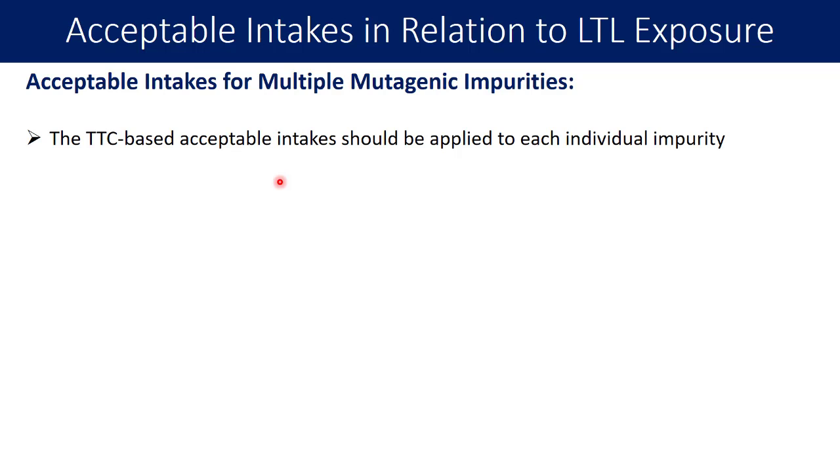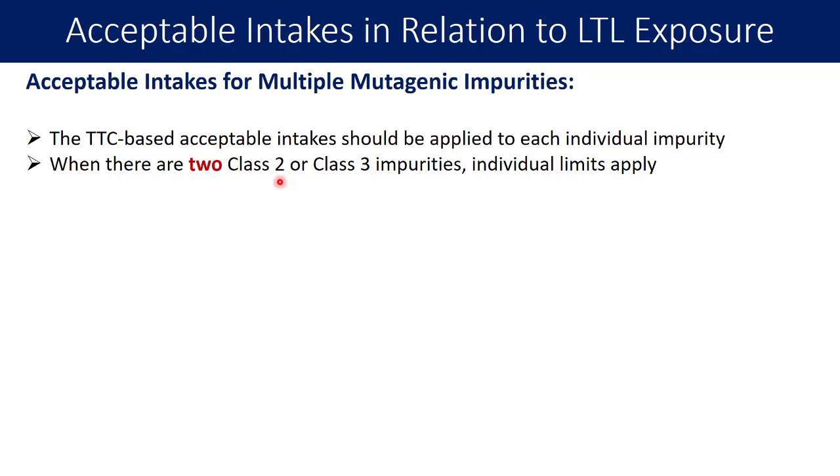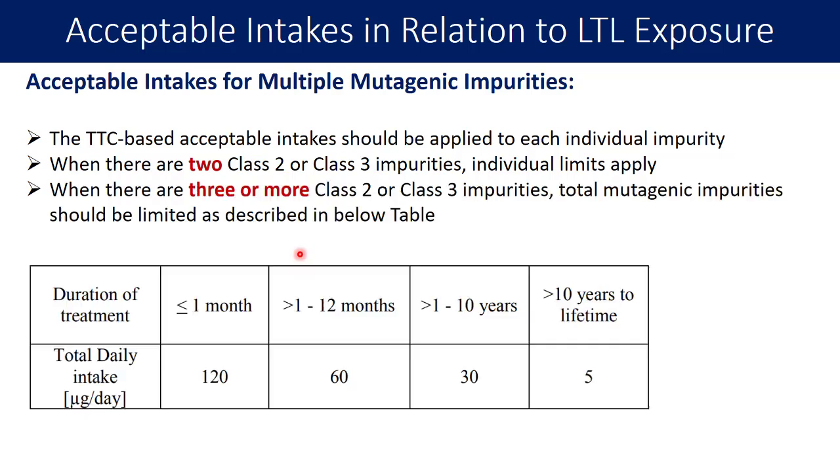Or in case of class 1, then you can understand the structure-specific acceptable intake. So that is going to be the limit. But when there are two class 2 or class 3 impurities, in case you have two different class 2, or two different class 3, or maybe one class 2 and the second impurity is class 3, in that case also you can still apply the individual limits, meaning the individual TTC limits can still be applied.